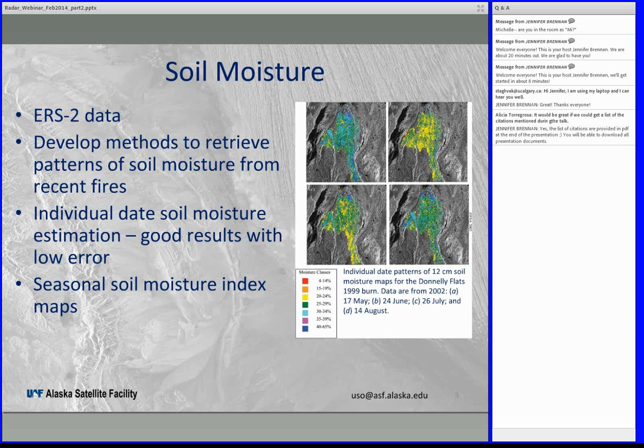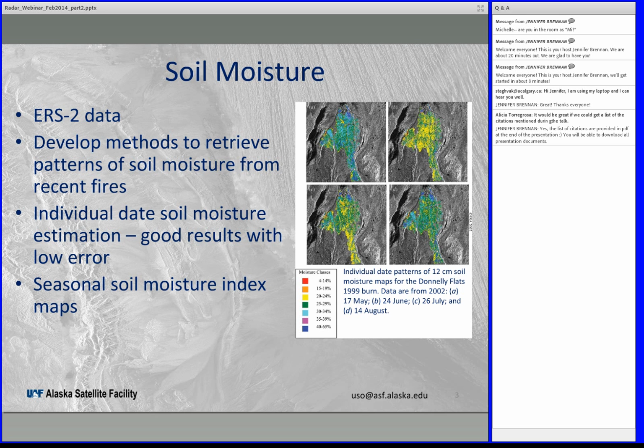Now, 4 different fires at 2 different sites in Alaska were used for method development and validation. A procedure for individual date soil moisture estimation was developed based on 5 summers of radar data and modeled with coincident in situ samples of soil moisture. The authors found that applying the developed models across the burned landscape to map patterns of soil moisture produced good results with low error. Additionally, they found that the prediction of soil moisture was possible in the burned areas for 13 years after the fire.